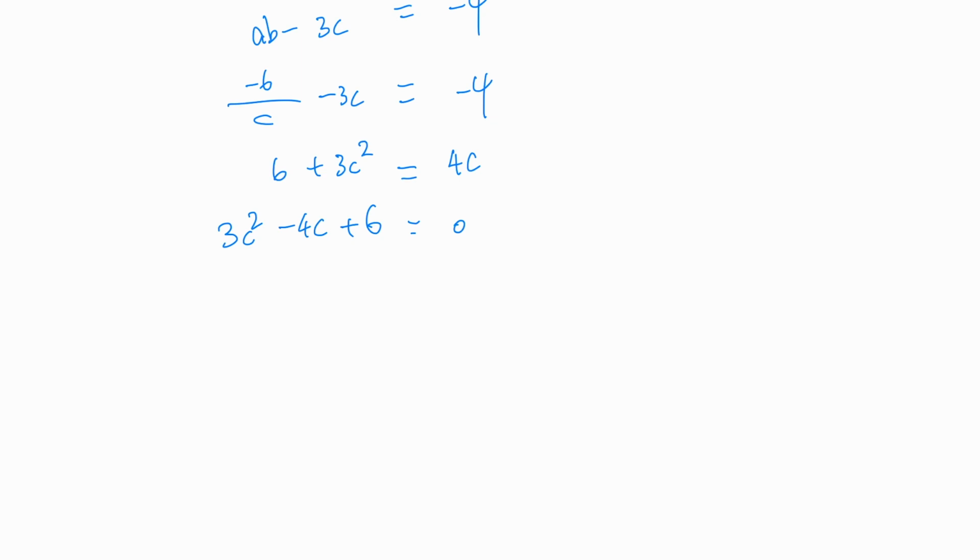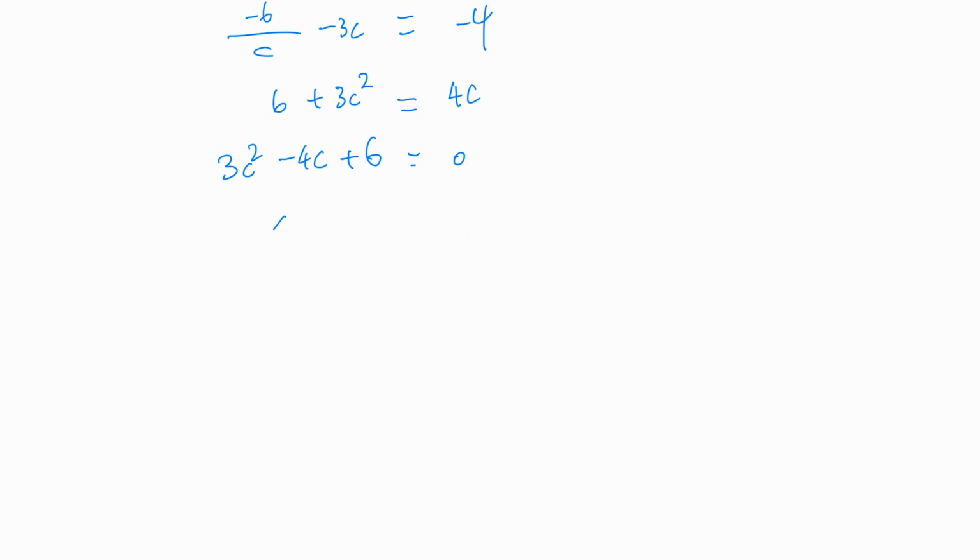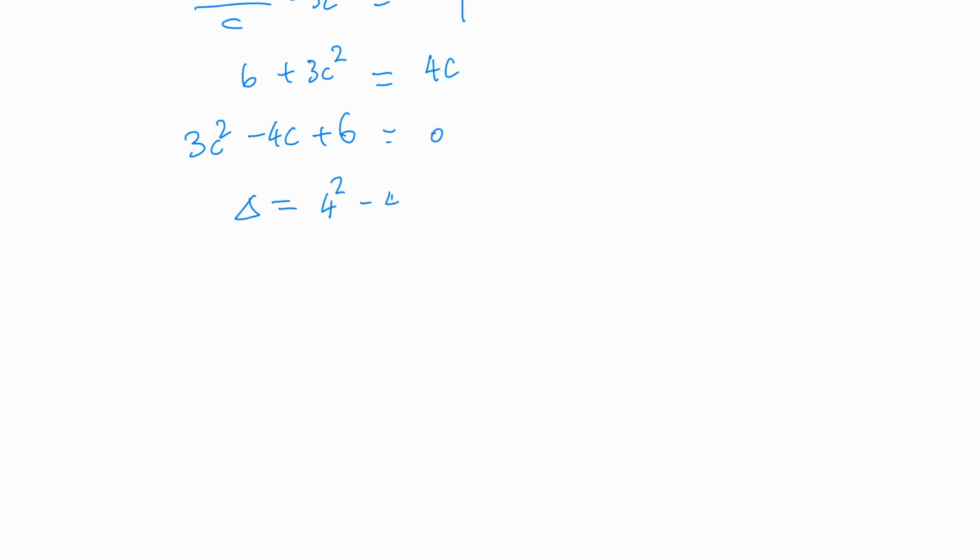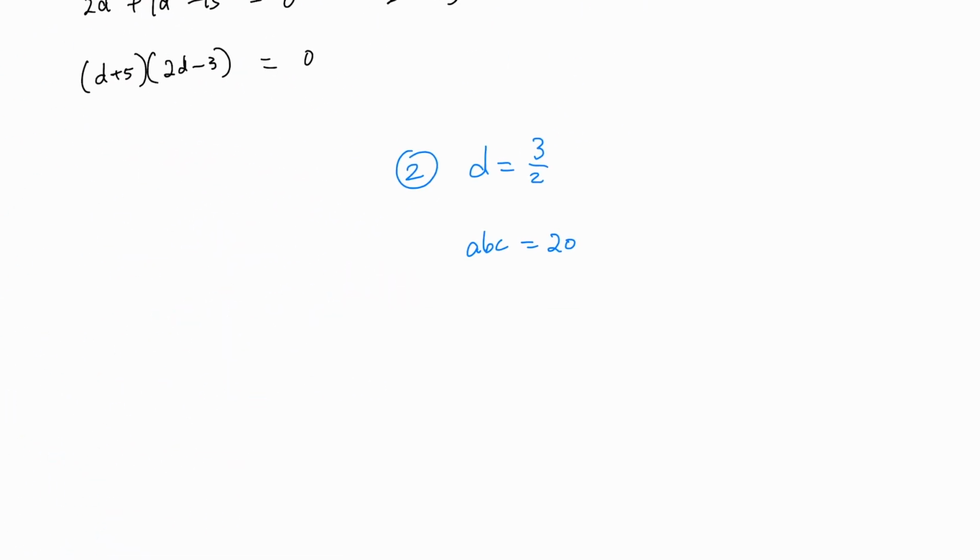Now, let's think about this. The discriminant is equal to b squared minus 4ac, 4 times 3 times 6, which is obviously less than 0, so there are no real solutions in this case. So we can go on to the next one.